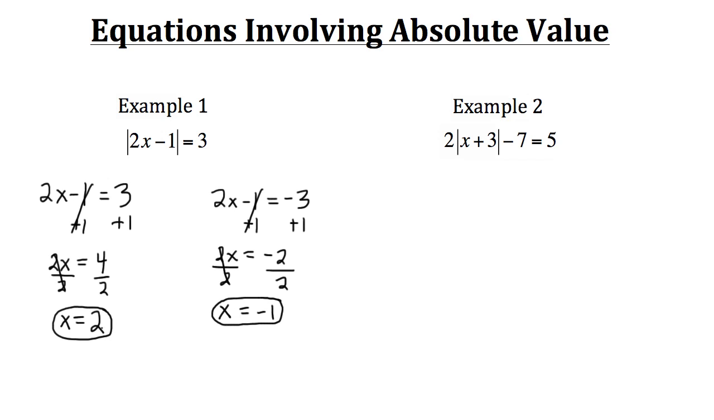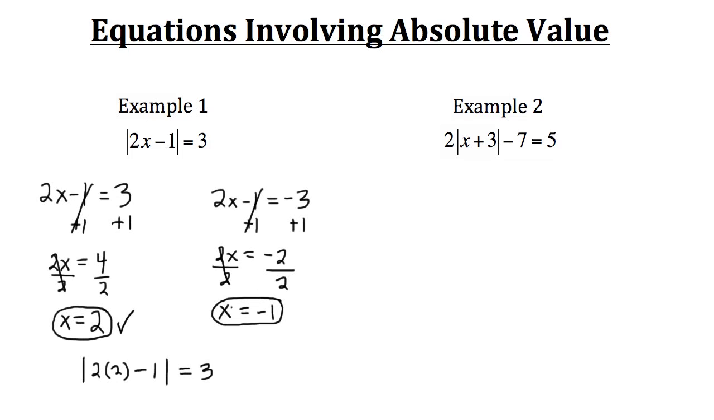Now we could always double check these to make sure that they're correct. So let's do that. So here, when x is 2, let's plug that into our original equation here. So we have 2 times x, which is 2, minus 1, and that should equal 3. So 2 times 2 is 4, and 4 minus 1 is 3. Well, the absolute value of 3 is 3. So that's good.